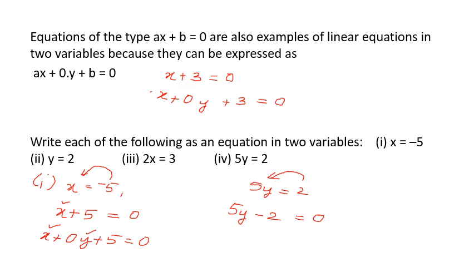Now how do you get this? You have one variable y. You need to take another variable also. So you can just write 5y plus 0x minus 2 equal to 0. It doesn't matter if you write 0x first or next. It doesn't matter at all. We just need the two variables. Here we have the two variables x and y. y is one variable and then we have the other variable x. Clear? So this completes our exercise.